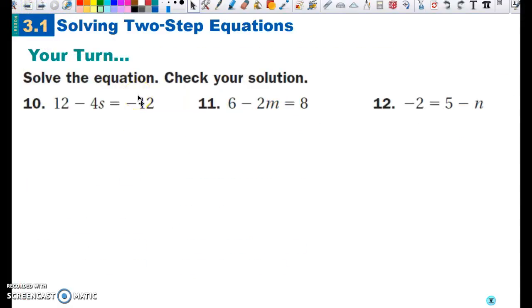Yet again, a few more minutes to practice. Another 5 or 6 minutes for students to complete numbers 10, 11, and 12. Let's check our work.